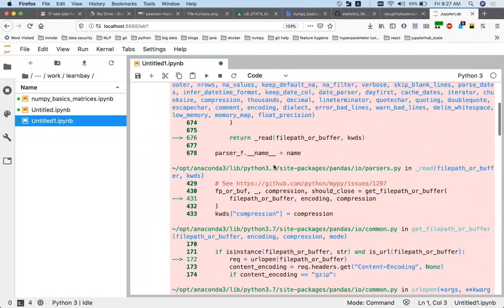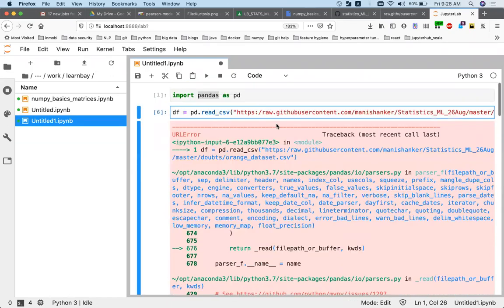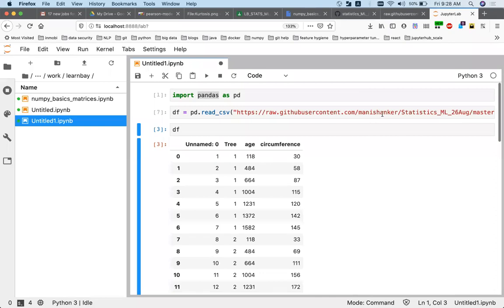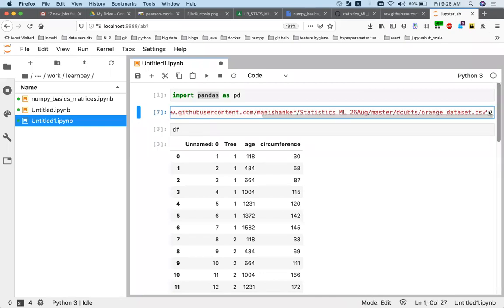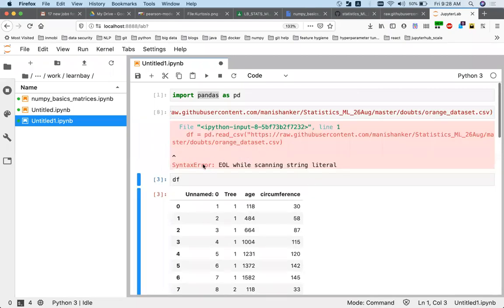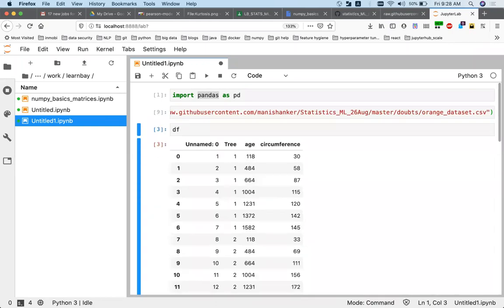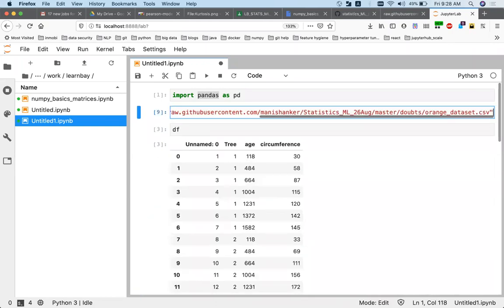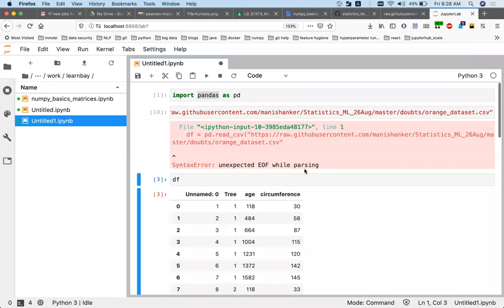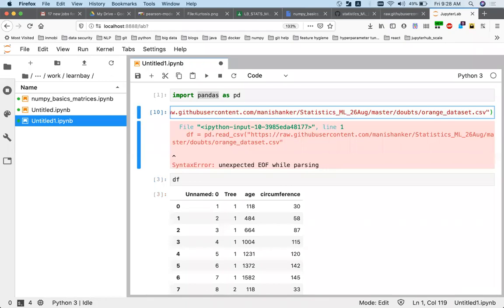So what does it mean? It means it's a URL error, meaning there is a mistake in my URL. Sometimes what happens is they forget this part, like forget the quotes here. They start this. It's clearly showing syntax error, end of line. EOL means end of line while scanning string literal. So a string should always end with the closing quote, matching the opening quote. You have to close like this. Sometimes you forget this also. So, unexpected end of file while parsing, which means your bracket is missing. So there are so many errors you can run into.